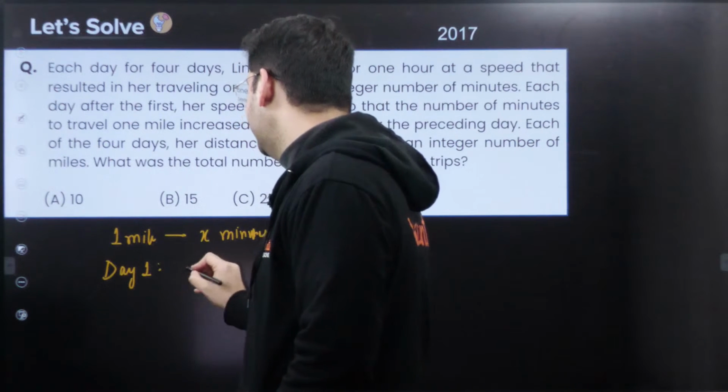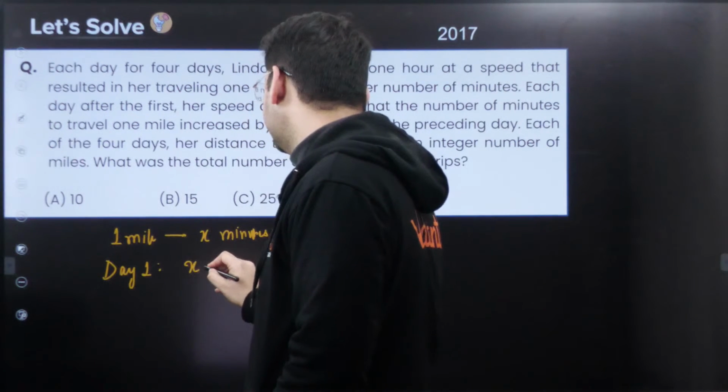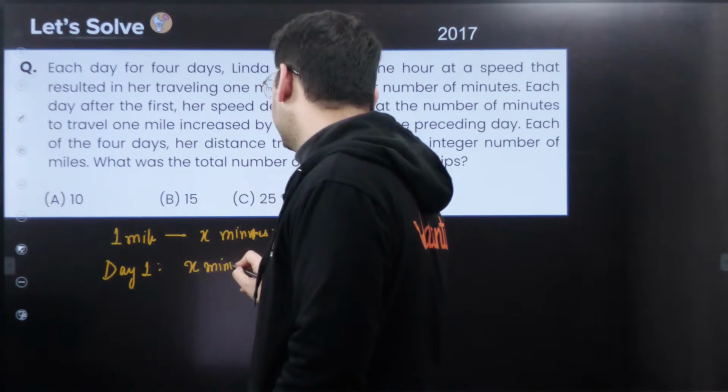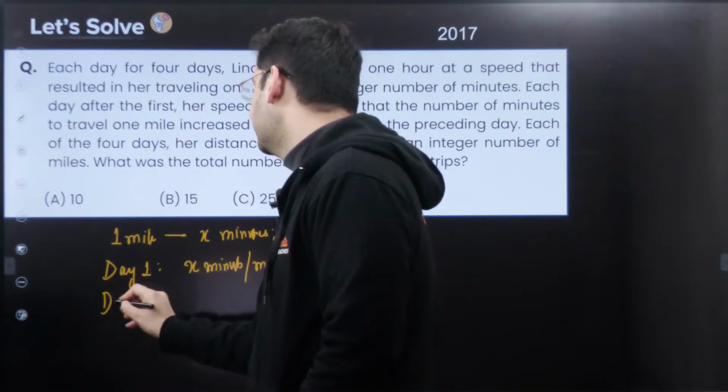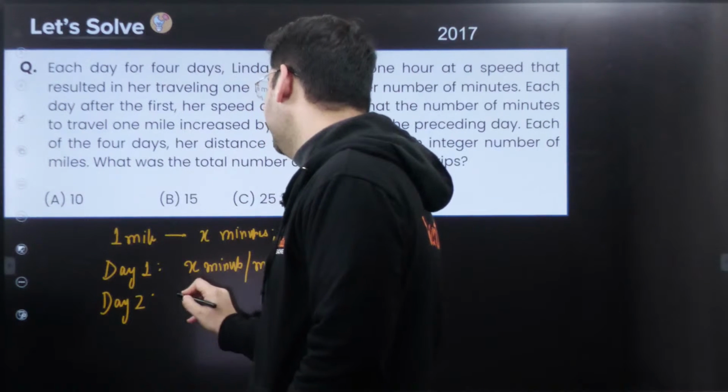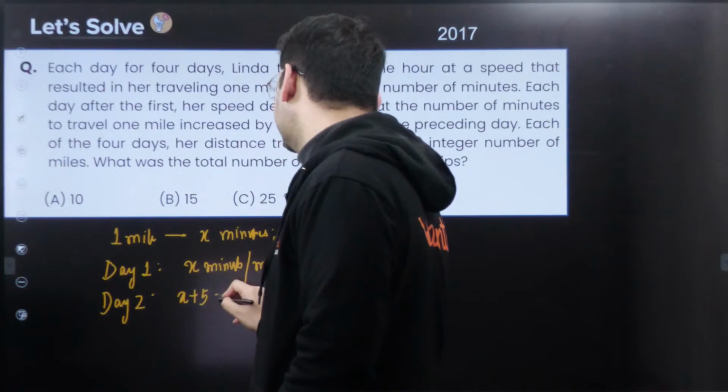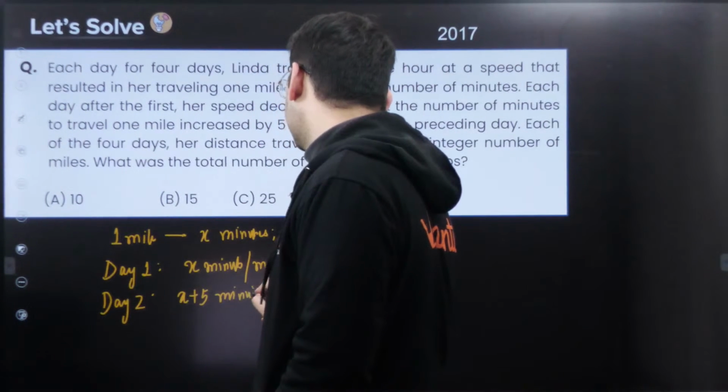So that means if on day 1 her speed is x minutes per mile, on day 2 the speed is going to be x plus 5 minutes per mile.